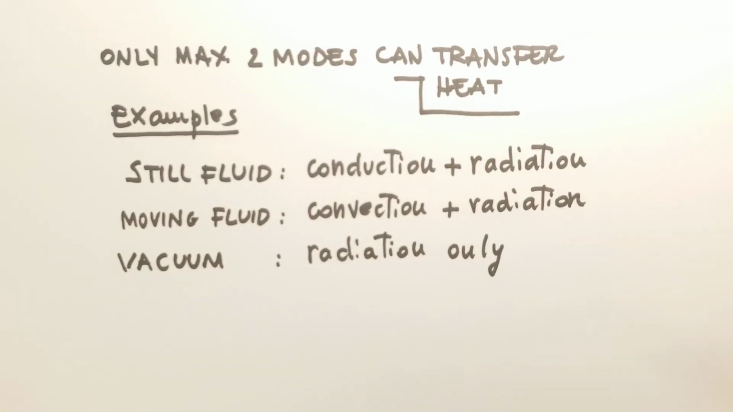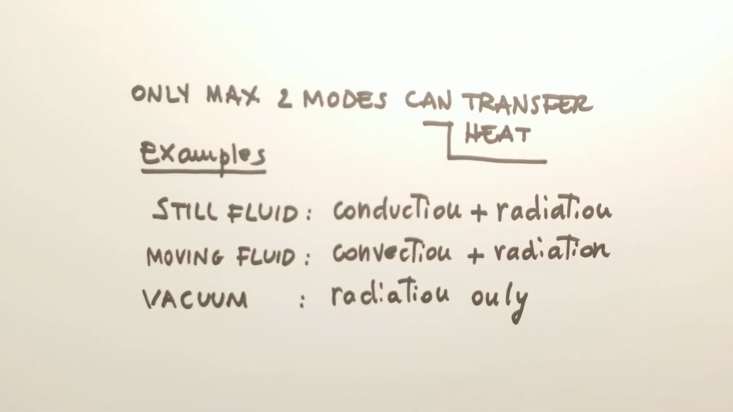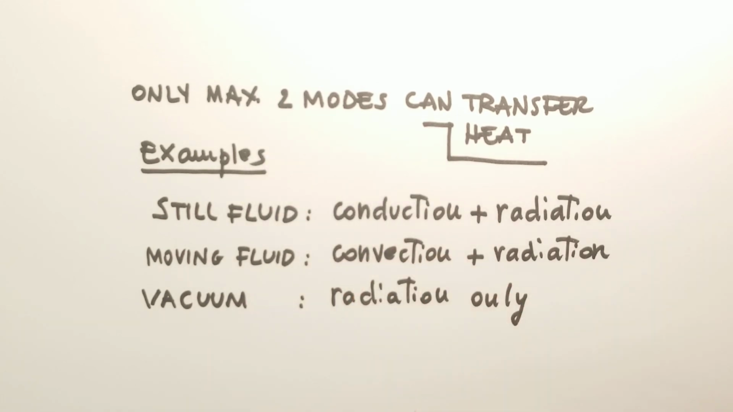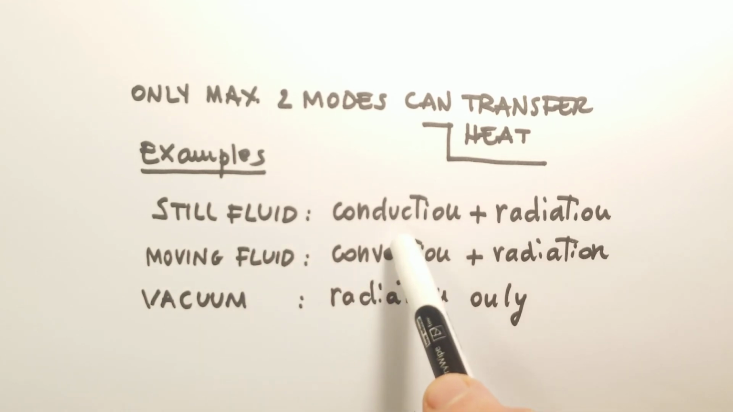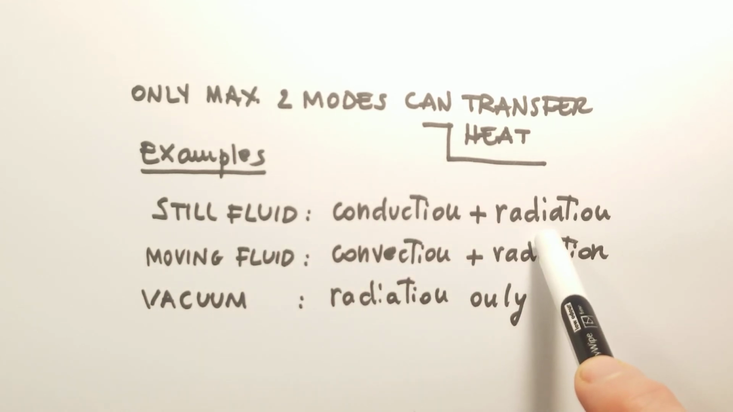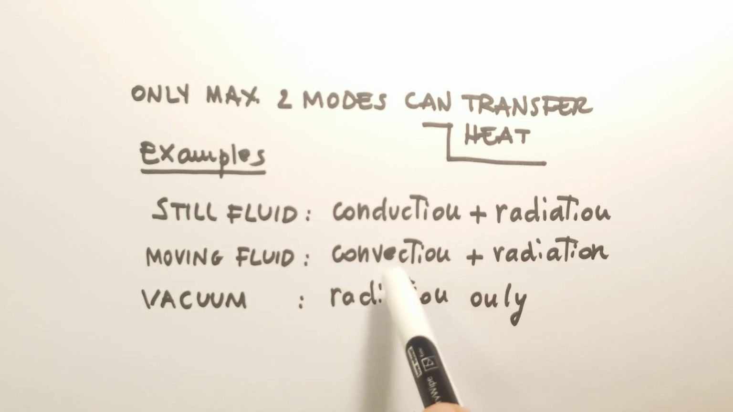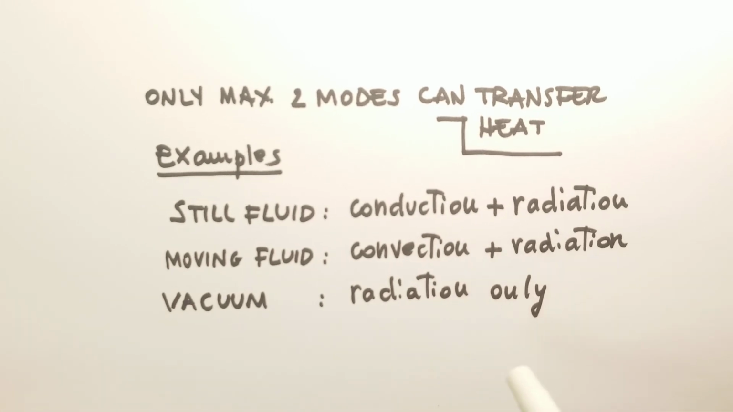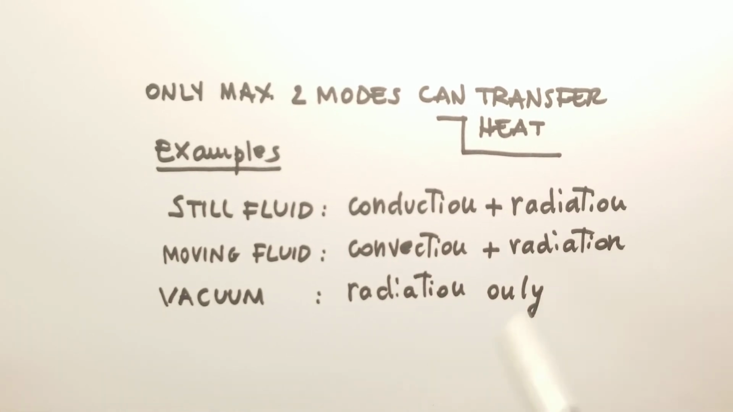We conclude our discussion today, noting that we can only have a maximum of 2 modes of heat transfer. Some examples: in a still fluid, we have conduction and we can also have radiation. In a moving fluid, we can have convection, forced or natural, and this can be combined with radiation. Whereas in a vacuum, we stress we can only have radiation.